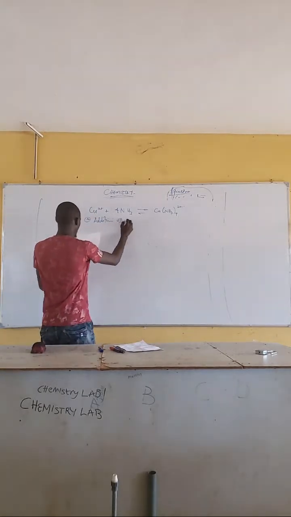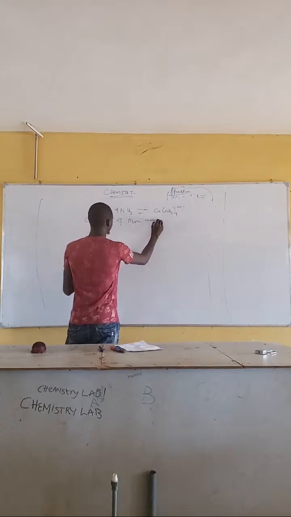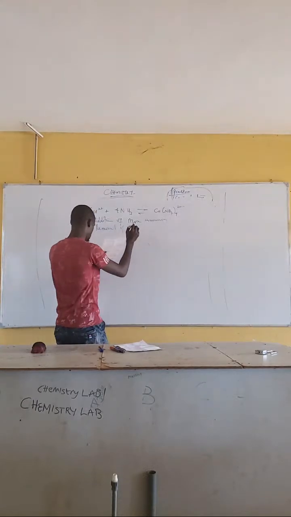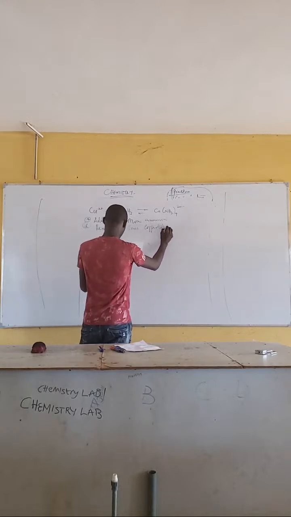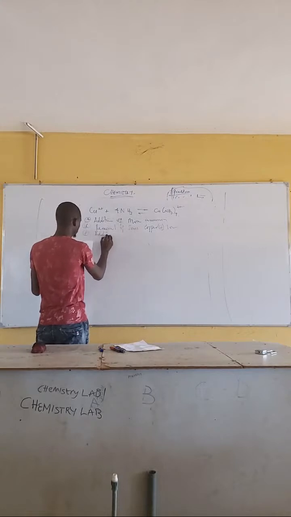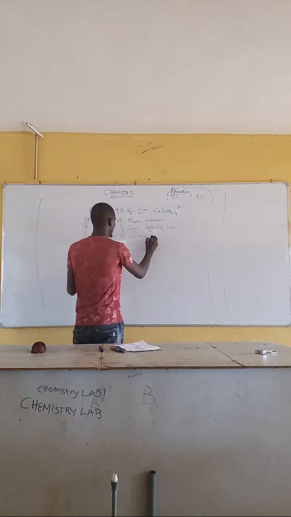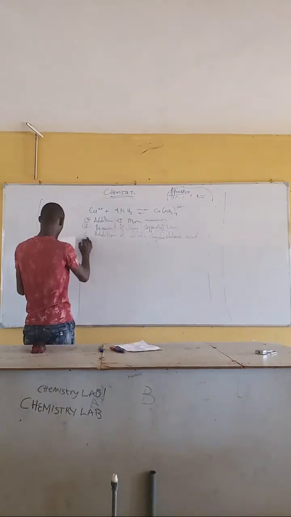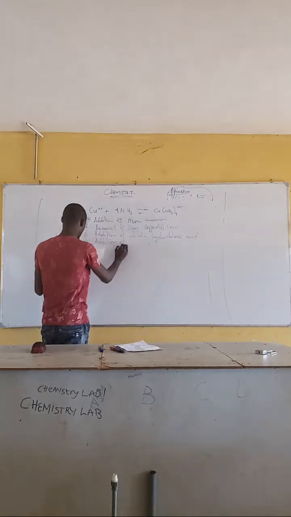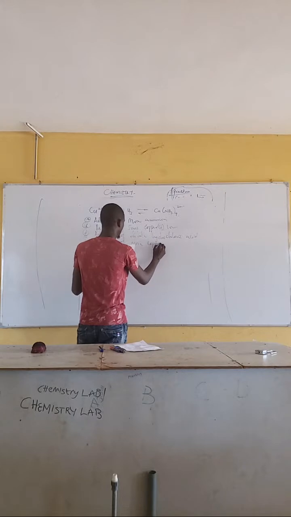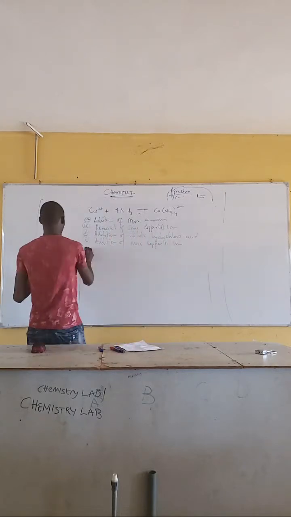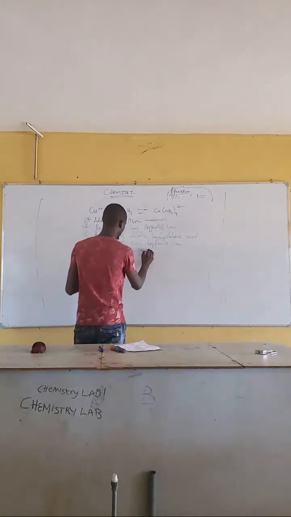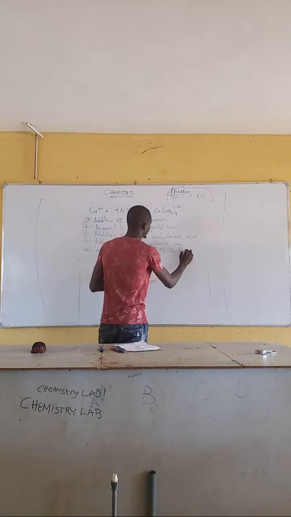Option A, addition of more ammonia. Option B, removal of some copper(II) ion. Option C, addition of dilute hydrochloric acid. Option D, addition of more copper(II) ion. And option E, increasing the pressure of the system. Now you can solve it.